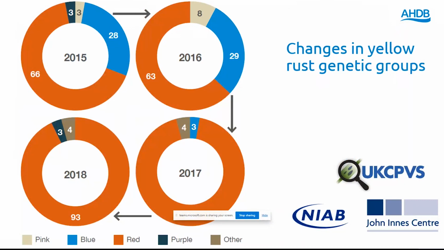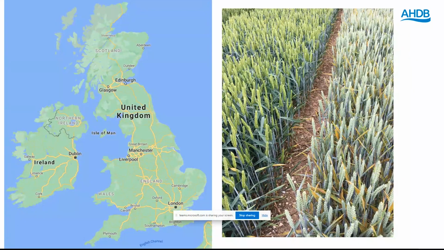And recently we've seen each year new races from the red group tend to appear, which can usually infect new varieties. So for example, there was an unusual outbreak of yellow rust on KWS Hyatt and Dunstan in some parts of the country in 2019, and a so-called red 27 isolate was identified as the likely cause. And this isolate is currently under investigation by the UK CPVS. We've seen the effect of these new races across the UK, with disease appearing on previously resistant varieties.